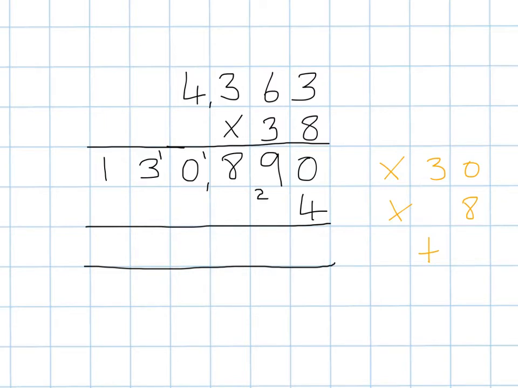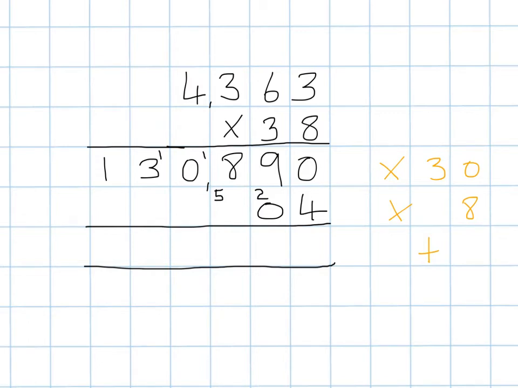8 multiplied by 6 is 48. 8 sixties are 480. So I place, but then I add this 2 tens to that 480. So I've got 500, which looks like 50. I carry the 500 to the hundreds column.